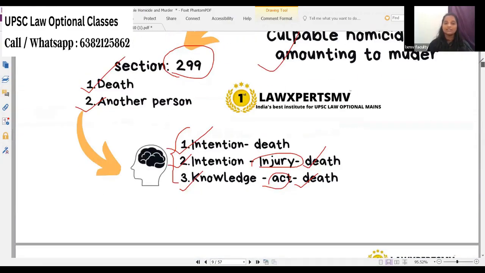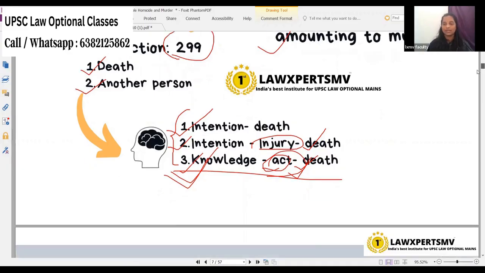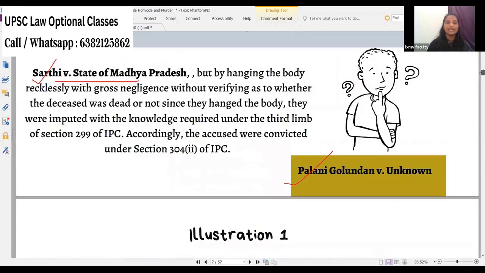So his action falls under the third limb of culpable homicide. Let me explain. Without properly examining whether a person is dead or alive, he knows that his act will result in the death of that person. So when this is there, he squarely falls under culpable homicide, third limb, 299. That was held, and finally this issue was put at rest.